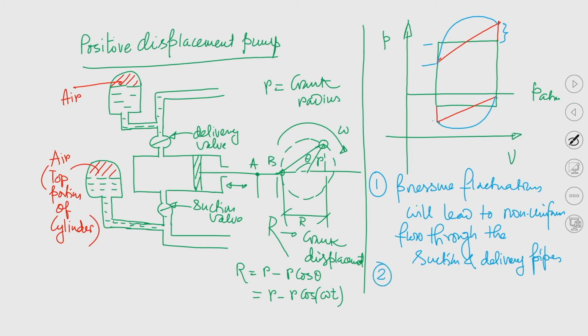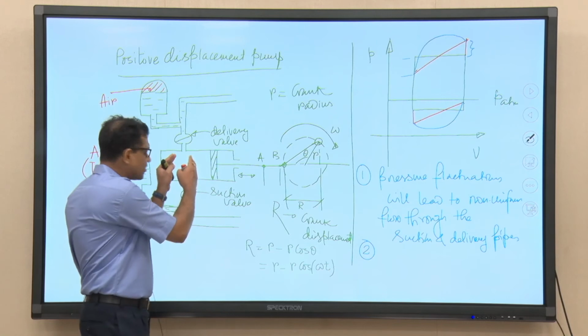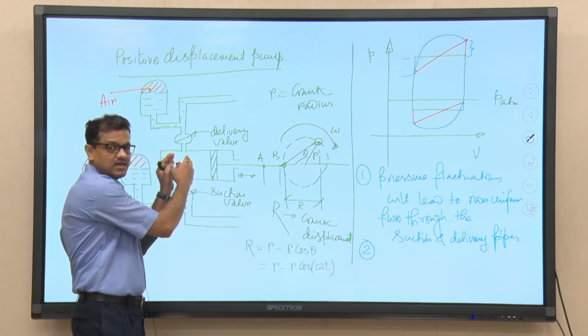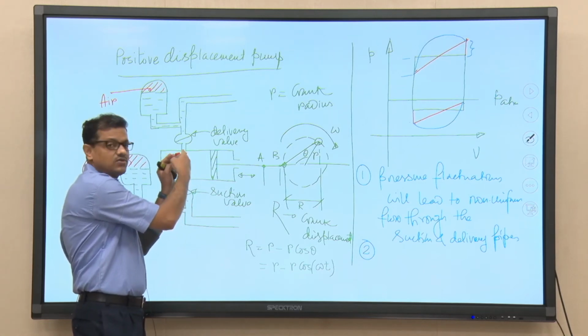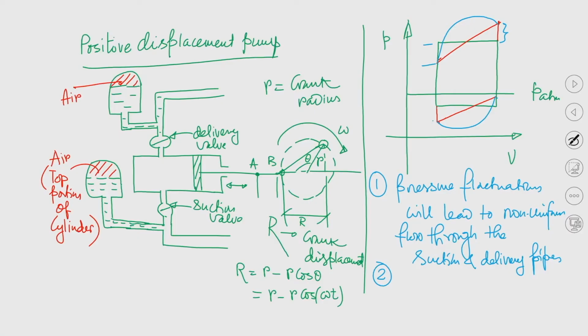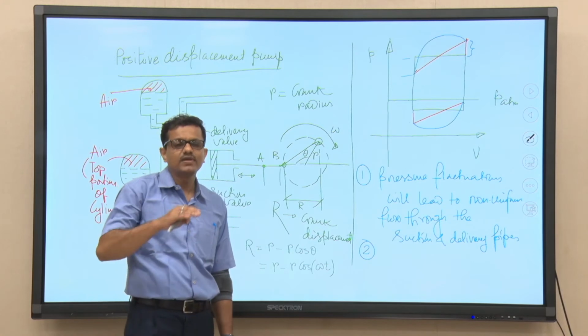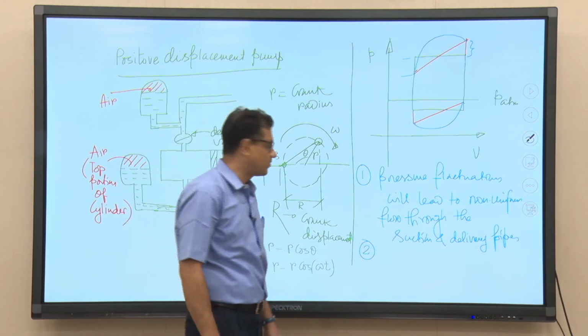So, you have understood that because of this acceleration and deceleration, which is nothing but due to the pressure fluctuation inside the cylinder, there will be a pressure fluctuation inside the cylinder and the result will be the acceleration and deceleration effect both in the suction line and delivery line, right. So, because of this we will not get uniform flow rate. So, it will be a fluctuating flow rate.